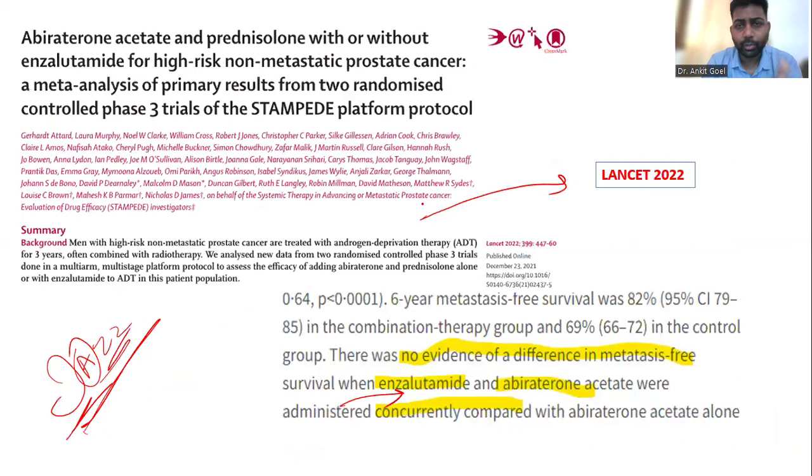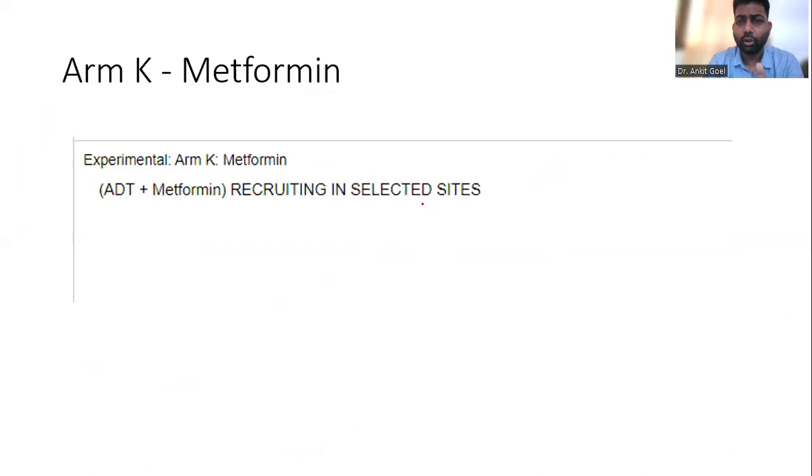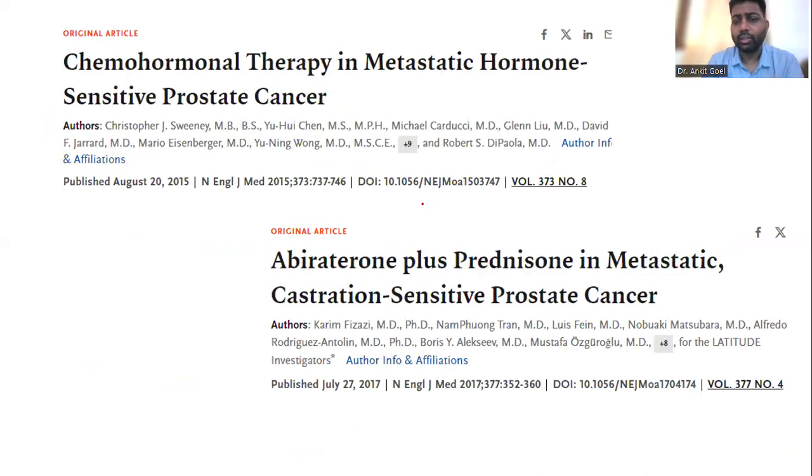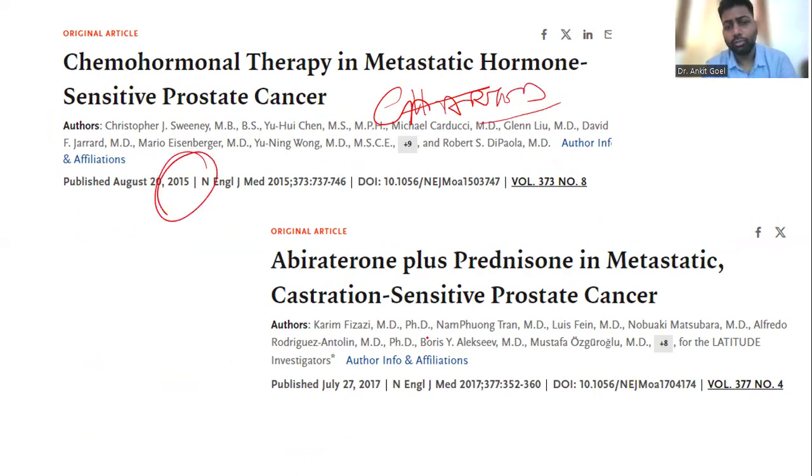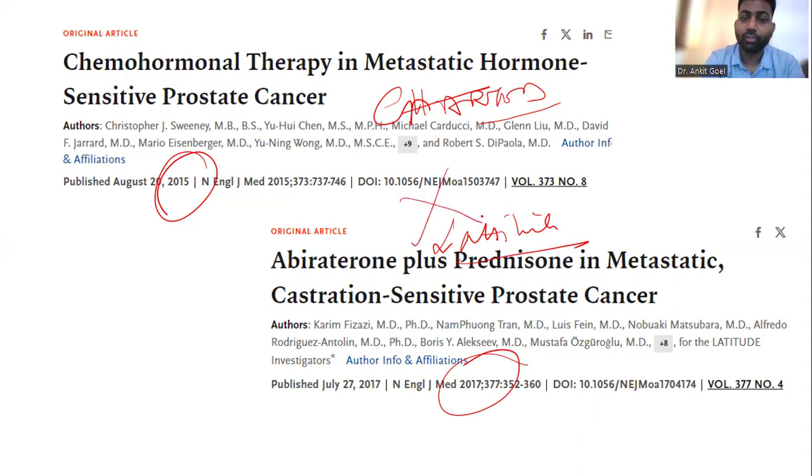Let us try to implement whatever we have discussed with our knowledge of the CHAARTED and the LATTITUDE trials. The CHAARTED trial was published in NEJM in 2015, and the LATTITUDE trial was published again in NEJM in 2017. It is really important for you to compare them, but we are not going to compare CHAARTED with LATTITUDE. There is no comparison between these two. What you have to do is compare CHAARTED with STAMPEDE, and compare LATTITUDE with STAMPEDE.